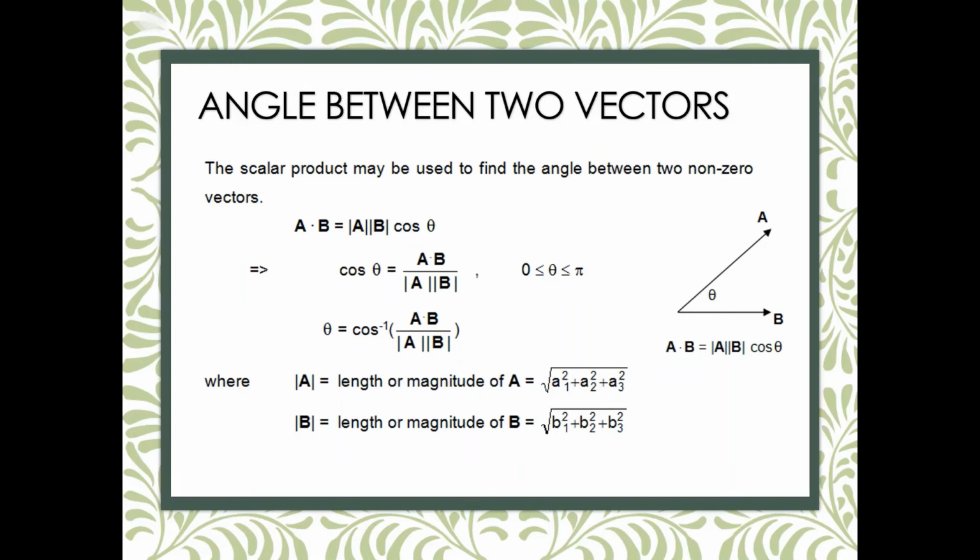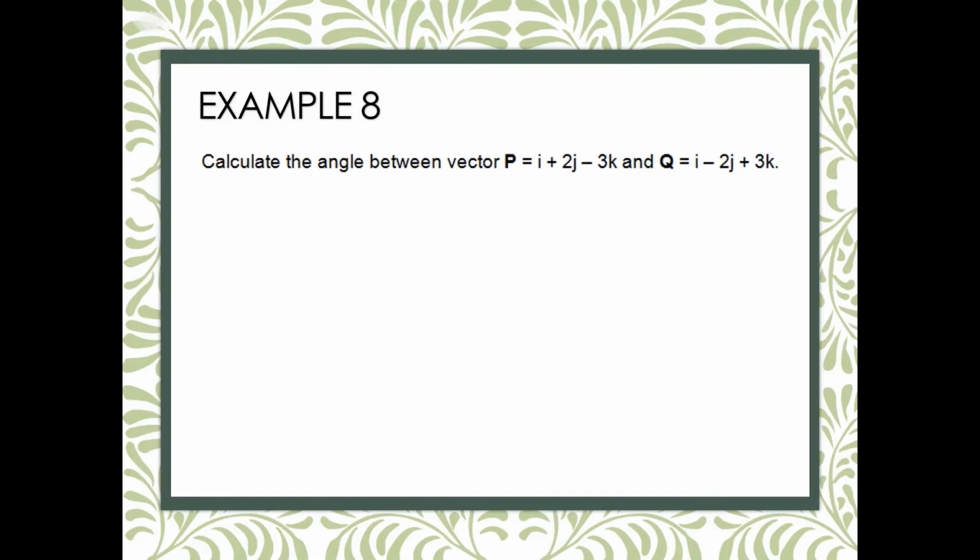The scalar product may also be used to find the angle between two vectors A and B. From the formula A dot B equal to magnitude A multiplied with magnitude B multiplied with cos theta, theta is equal to the arc cos of A dot B over magnitude A multiplied with magnitude B. Refer to example 8. You need to calculate the angle between the two vectors P and Q.